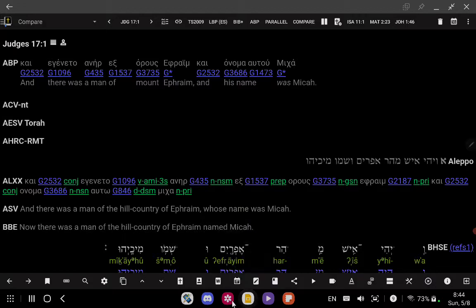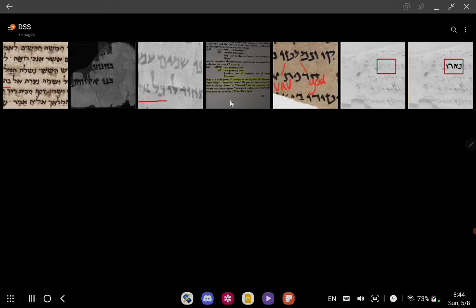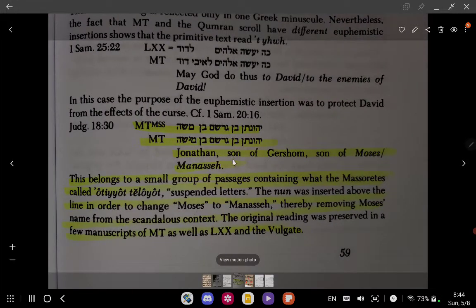And I'm going to show you something. I may go ahead and show you this picture right off the bat. So this is an excerpt from the Textual Criticism book. And here you've got these two different versions of the Masoretic Text. One version says Yehonatan ben Gershom ben Moshe, and that's Jonathan, son of Gershom, son of Moses. But down here, you see that it's got this raised nun right here. So it's Yehonatan ben Gershom ben Manasseh.